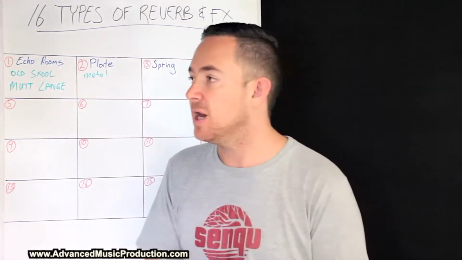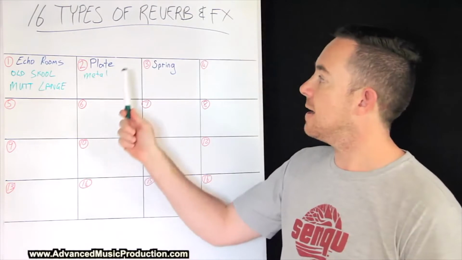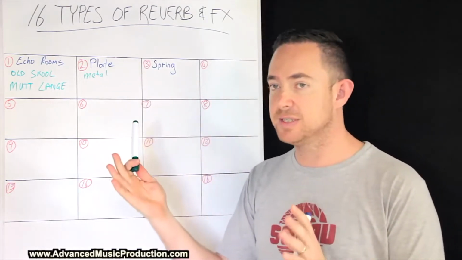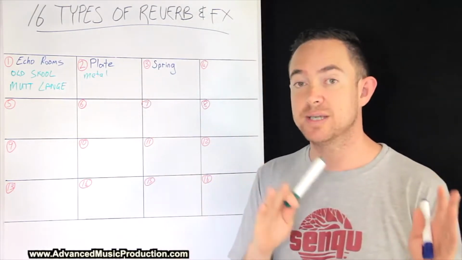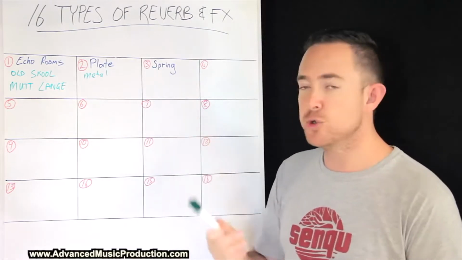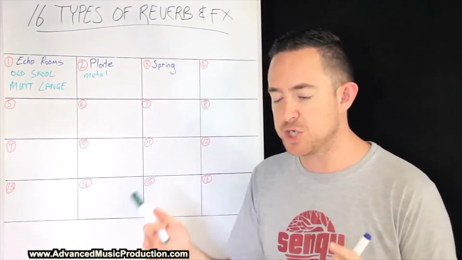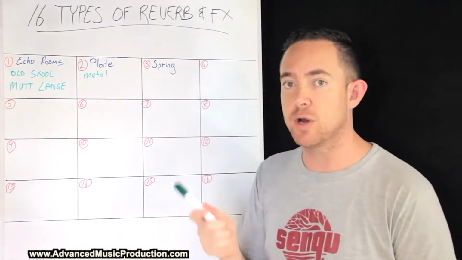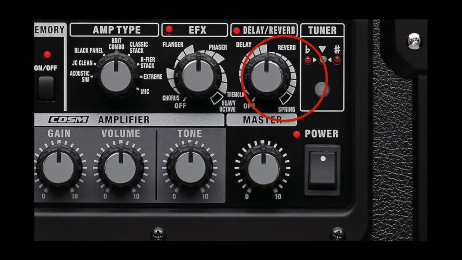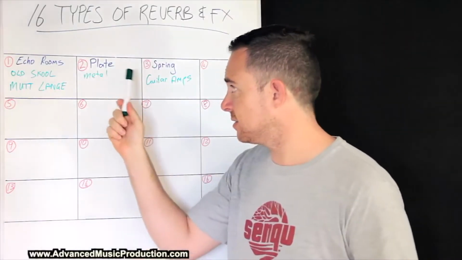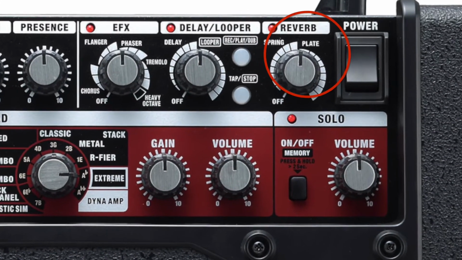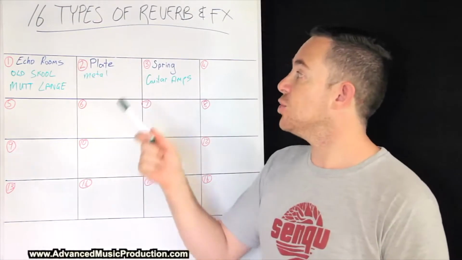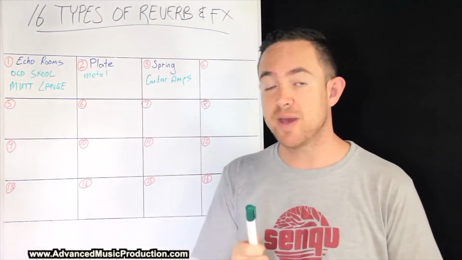Now, like I said, a room has a sound, a plate has a slightly different sound, and a spring has its own sound. Now, we don't really use spring reverbs today. People don't actually make them anymore. In fact, the only place you can find spring reverbs these days are in guitar amps. And the same with metal plate reverbs. I don't know of anyone that makes these anymore, but you can still get software versions of these.